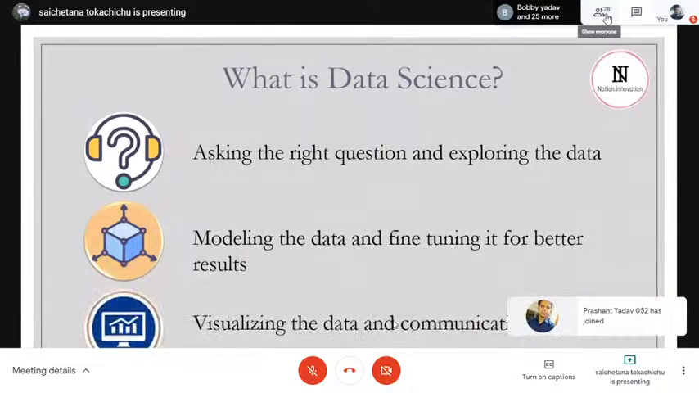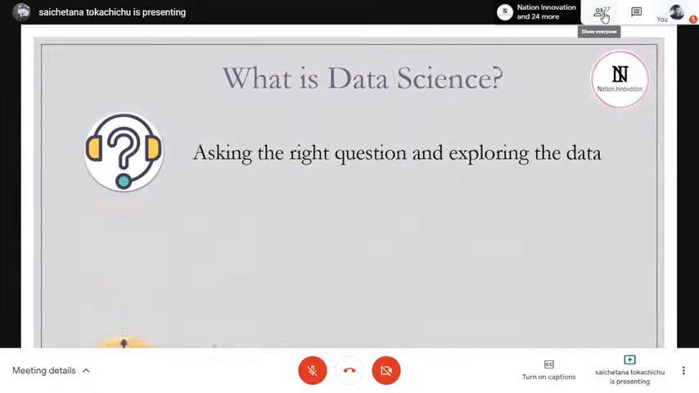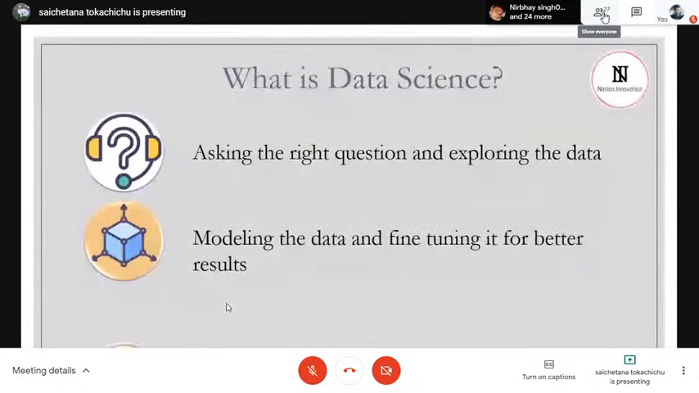Then we visualize the data and communicate the results. Suppose after doing all this high tech programming, you get your result. You understand the result: so and so team is going to win. Now you have to show this result to your friend, and this friend has no coding knowledge. So how do you present it to him? We present it through the form of graphs.